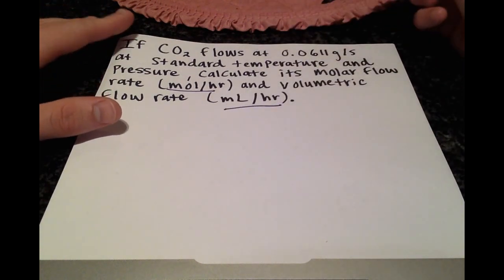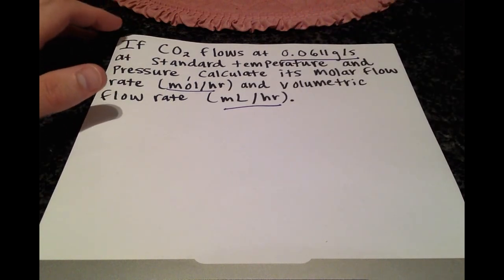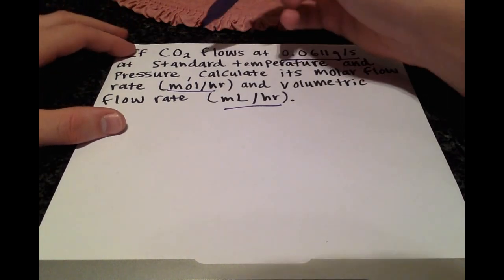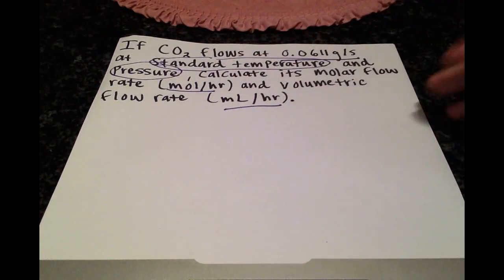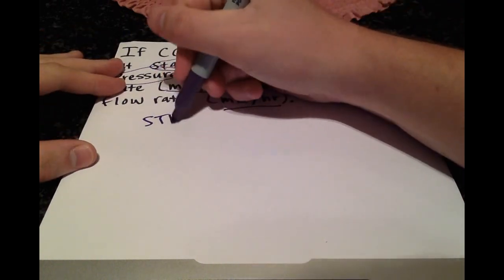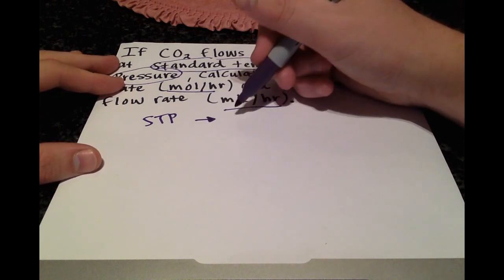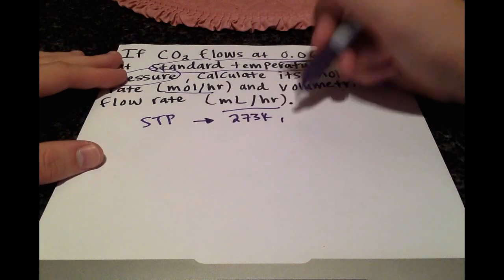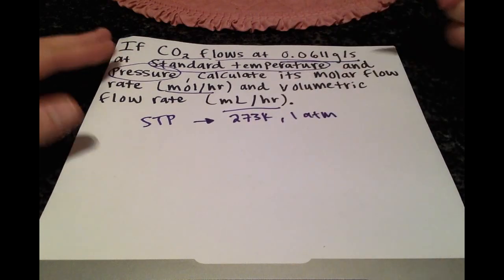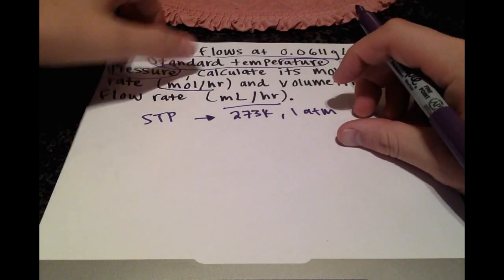Okay, so we have some important pieces of information here. We have the mass flow rate of CO2. And we're also told that it's at standard temperature and pressure. So what is the significance of this? STP is just the standard temperature, which is 273 Kelvin, and the standard pressure, which is 1 atm. And we'll see where that comes in just a second.